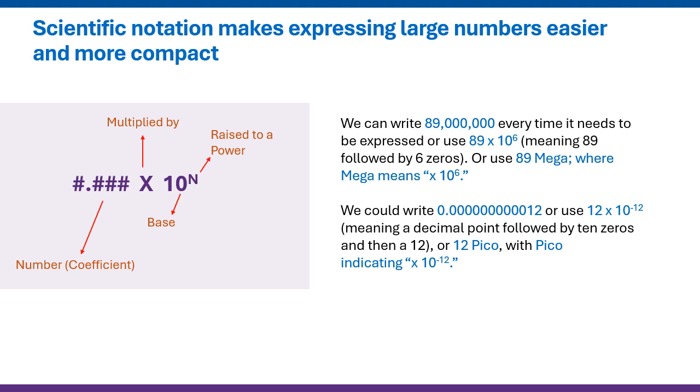So by using scientific notation, we can express these small numbers in a much more compact way, and by replacing the power of 10 with terminology that's been accepted across the world, we can use things like mega and pico to further compact the expression.